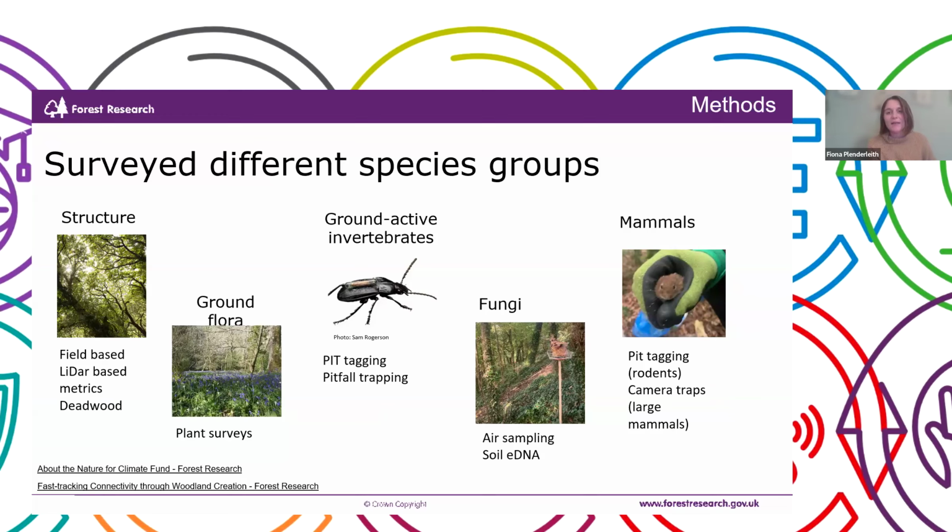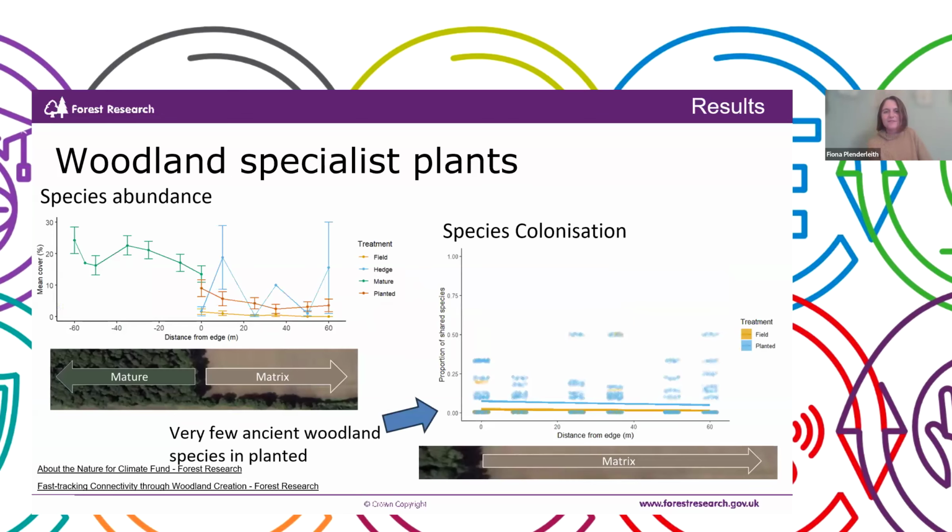So we looked at PIT tagging to look at small mammals, and we did camera trapping on the edges to look at our larger mammals, such as the deer. I'm not going to present results for all of these species groups. I just wanted to highlight the kind of complexity of trying to understand the effects of new woodlands on lots of different species groups. So next slide. So I just wanted to pull out a few key species groups.